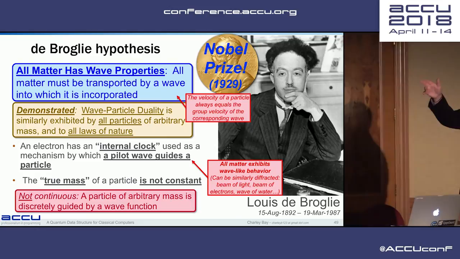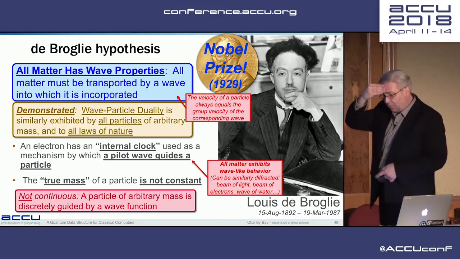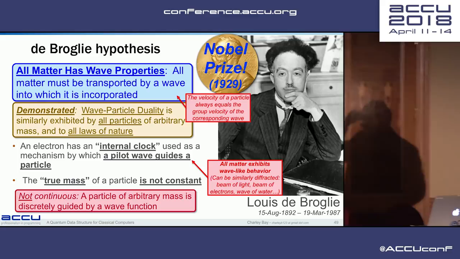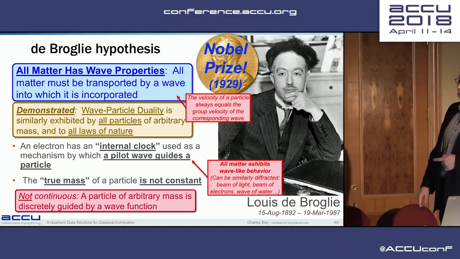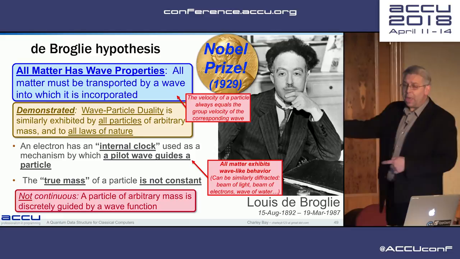So Louis de Broglie, a particle of arbitrary mass is discretely guided by a wave function. And this is that interesting thing where if light is both a particle and a wave, turns out everything is both a particle and a wave. And that was ultimately what came along here. And mass is not constant. True mass is not constant. All matter exhibits wave-like behavior. So that's interesting. Nobel Prize for him.